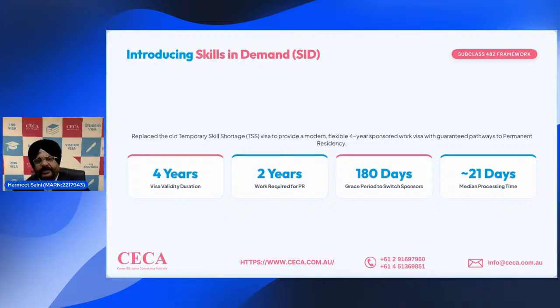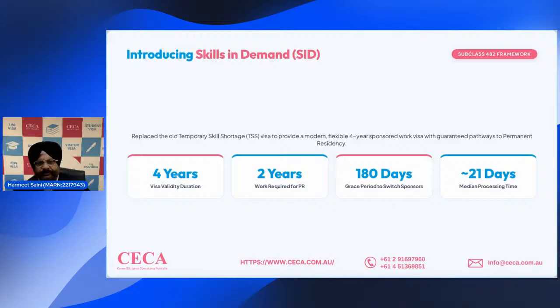Now, if we talk about the employer sponsored visa, which is generally called the Skills in Demand or SID visa, first of all, I'm talking about subclass 482. This is a temporary visa but can be granted for up to 4 years. You have to work only for 2 years on this visa, and then a permanent residency pathway is available once you have worked on this visa for at least 2 years.